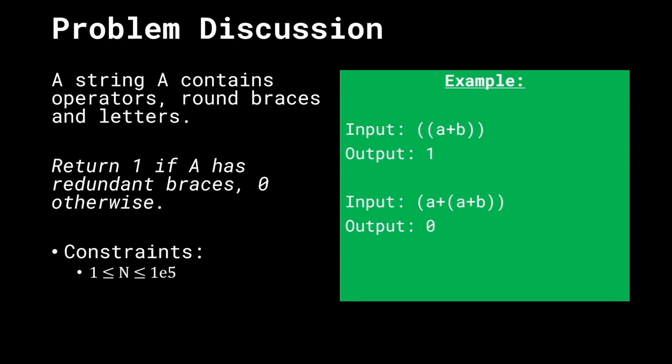We're given a string A containing operators, round braces, and letters. So we have a bunch of operators like plus, minus, multiplication, divide. Then we have round braces, so we have the opening and closing round brackets and a bunch of letters. The goal of this problem is to return 1 if A has redundant braces and 0 otherwise.